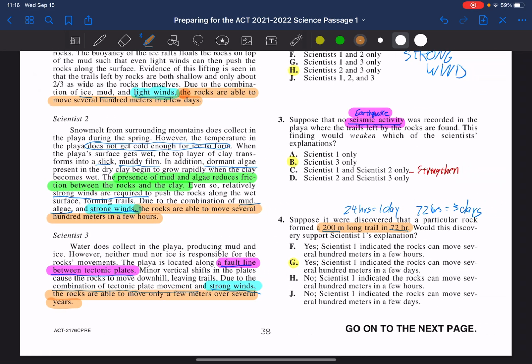So that's why, yes, this works with Scientist 1. Because, like we said, Scientist 1 indicated that rocks can move several hundred meters in a few days. That's a copy and paste of what Scientist number 1 said.